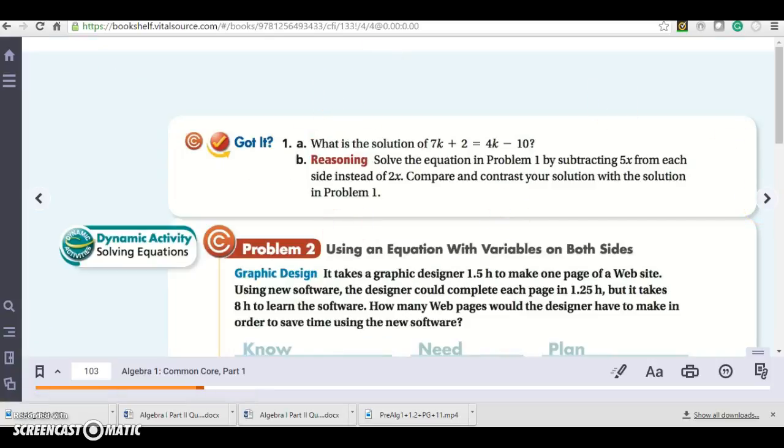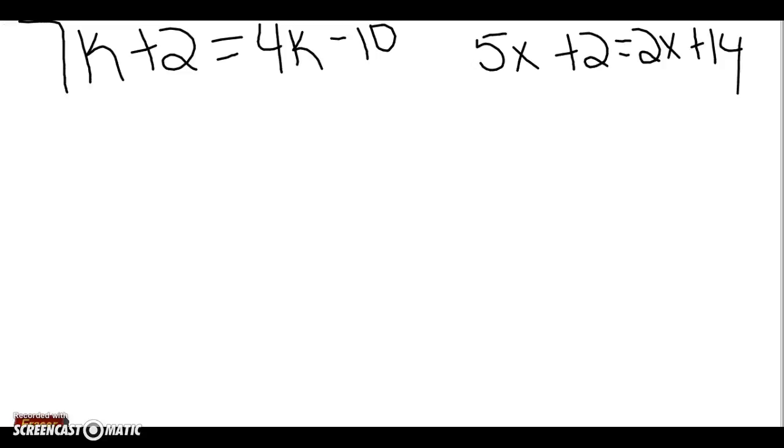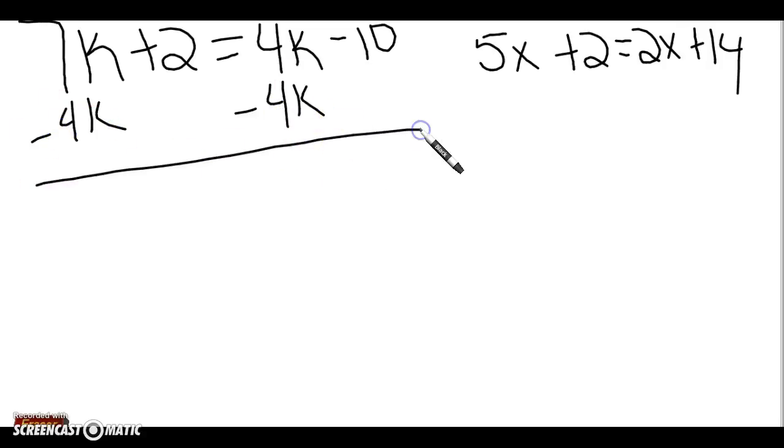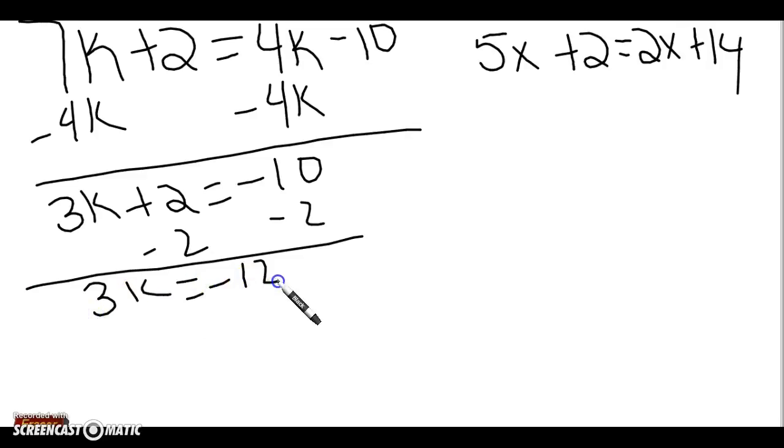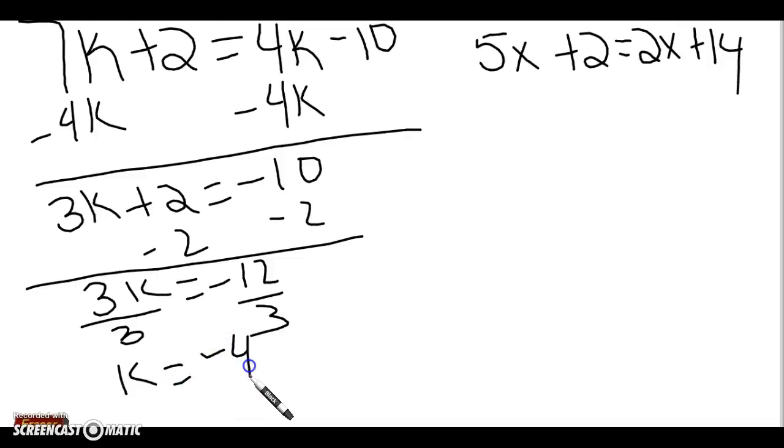Let's look at guided number 1. So, again, I want my variables on one side and my constant terms on the other. So I'm going to subtract 4k from both sides. I get 3k plus 2 equals negative 10. Next, I'll subtract 2 from both sides, and I get 3k equals negative 12. Divide both sides by 3, and I get k equals negative 4.